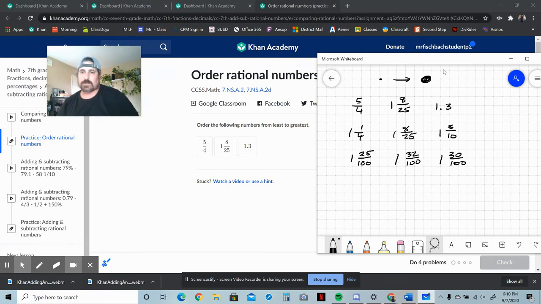So, okay, what's the smallest one there? The 1 and 25 hundredths. So the smallest value is the 5/4. Okay. The next smallest value would be the 1.3 because that's 1 and 30 hundredths. All right, so that's 1.3. And then the next value would be the 1 and 32 hundredths, which is the 1 and 8/25. So this is the order that we should have it in.